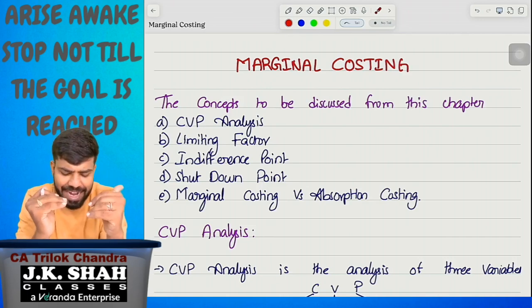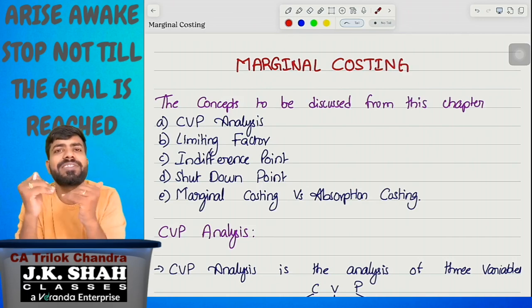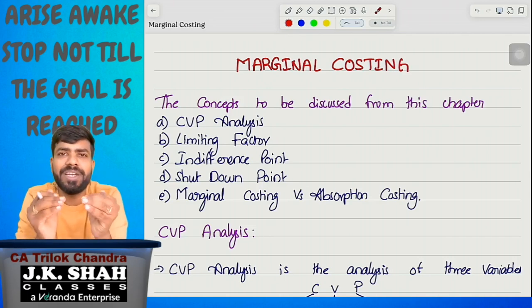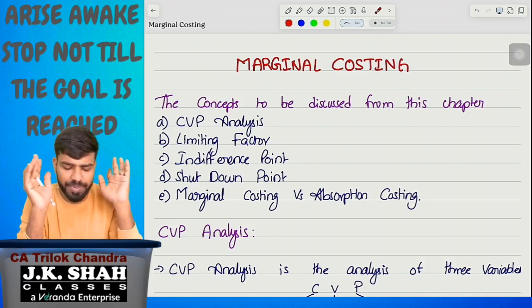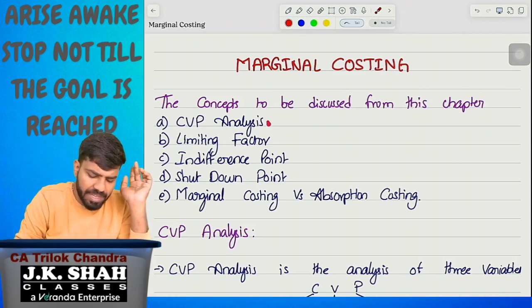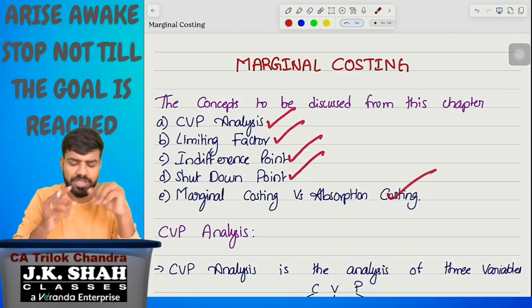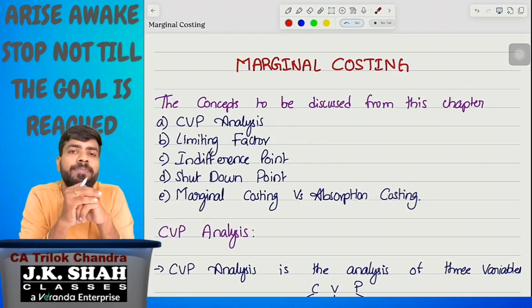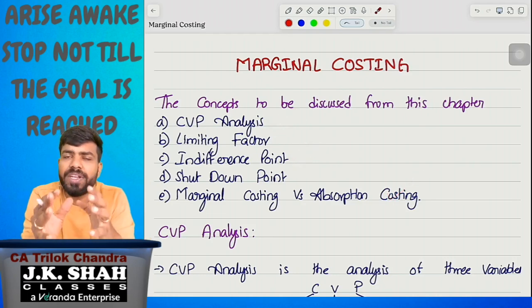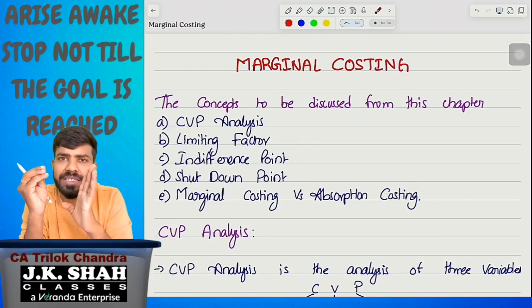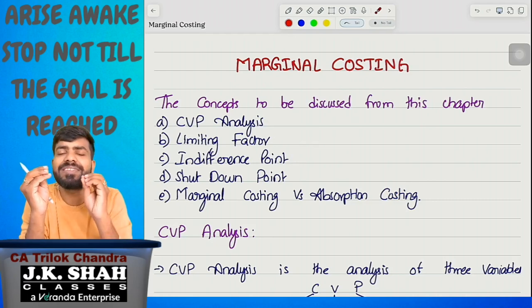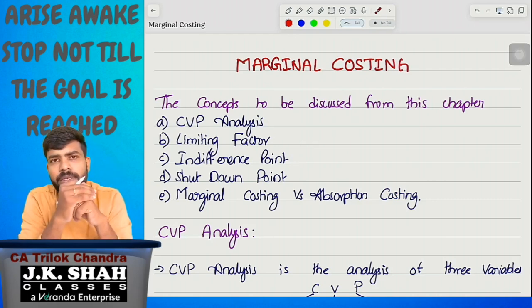First, let us understand what are the topics that we are going to discuss in this chapter. In your syllabus, when it comes to CA Inter and CMA Inter, what are the concepts given in the syllabus? Number one, see here, they have given CVP analysis, limiting factor, indifference point, shutdown point, marginal costing versus absorption costing. Today in this video, I am going to start with the concept called the CVP analysis, which is also called the basics of marginal costing.